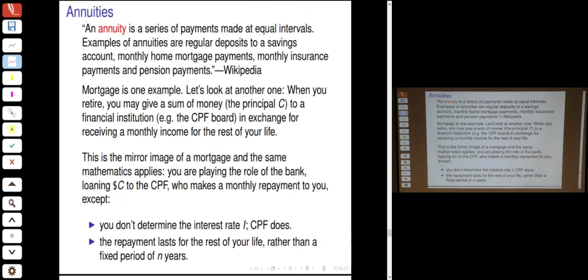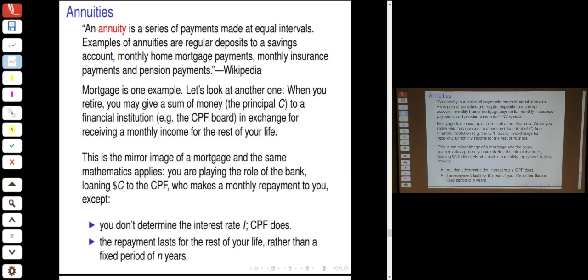So there are two crucial differences, however, between the situation of the mortgage and the situation of the CPF. In the situation of the mortgage, the bank gives you the lump sum money at the beginning, and the bank determines the interest rate. In the case of the CPF, you give the CPF board a lump sum amount of money at the beginning, but the interest rate is decided by the CPF board. So this is one difference.